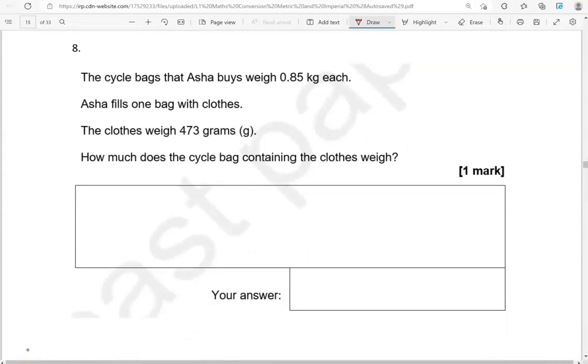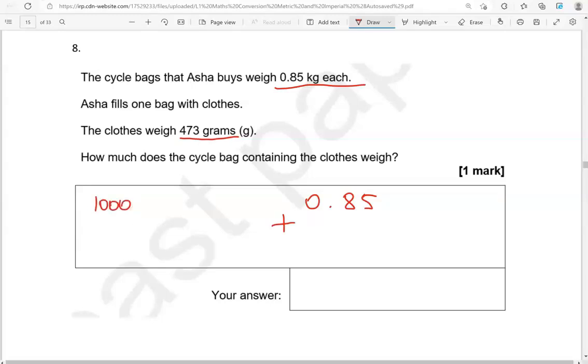The cycle bags that Asha buys weigh 0.85 kilograms each. Asha fills one bag with clothes. The clothes weigh 473 grams. How much does the cycle bag containing the clothes weigh? So we've got 0.85 and 473 grams.